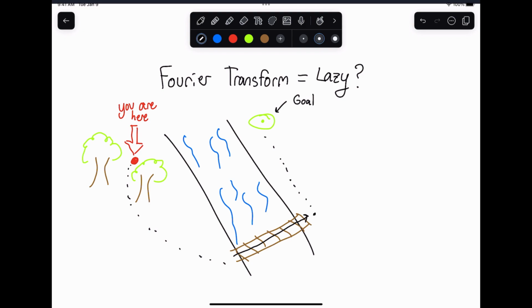In other words, rather than have to build your own bridge from where you are, you can just walk down to where there's already a bridge made and simply walk across the bridge. This is basically what the Fourier transform allows you to do.